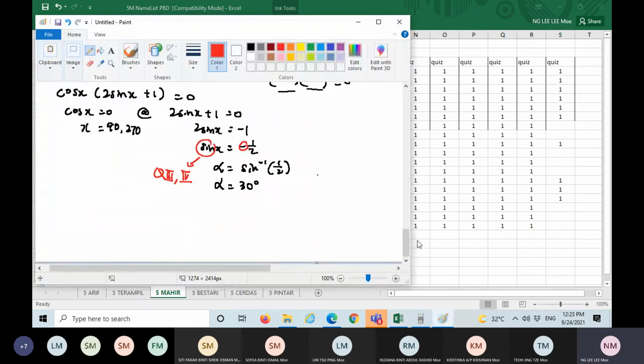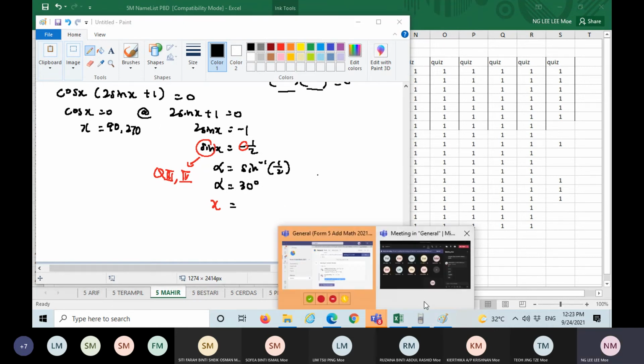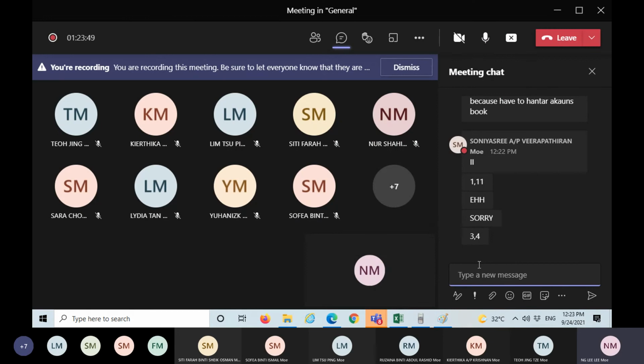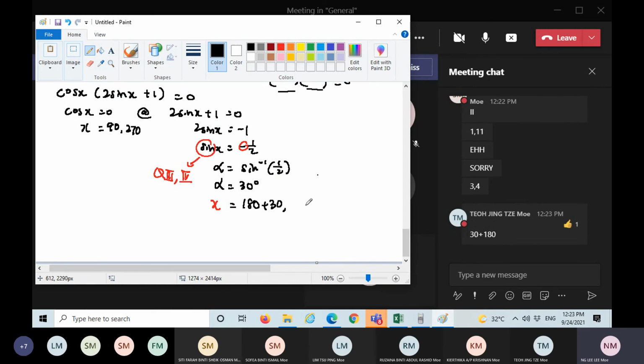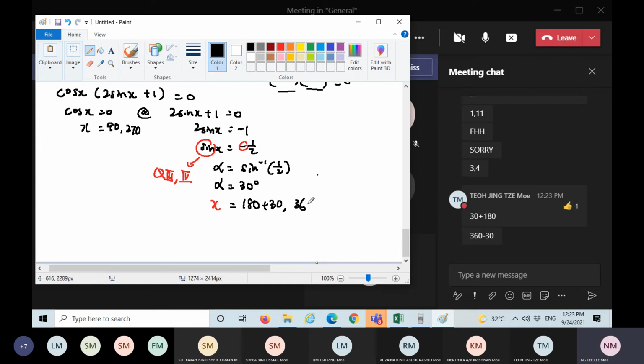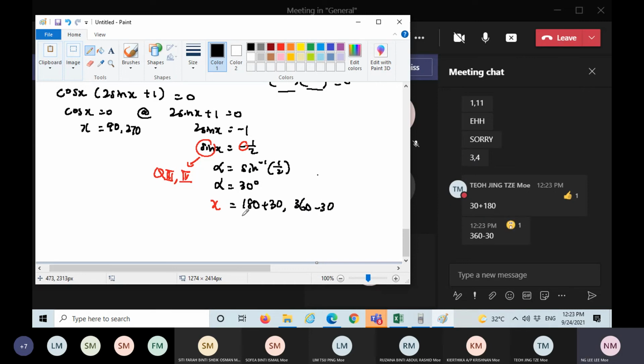Yingzi, can you please tell me, quadrant 3, what you have to do? And then quadrant 4, what you have to do? Is Xingzi here? Okay, this is for quadrant 3, 180 plus 30. Quadrant 4: 360 minus 30. Okay, very good.